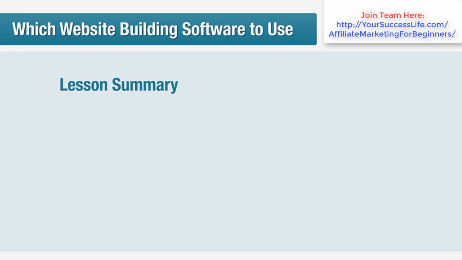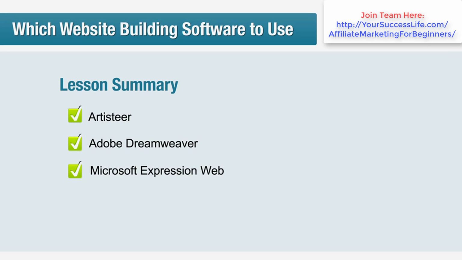And for today's lesson summary. In this lesson, we've looked at several programs you can use to develop your affiliate sites. They were Artisteer, Adobe Dreamweaver, Microsoft Expression Web, XSitePro, or you can simply code by hand.